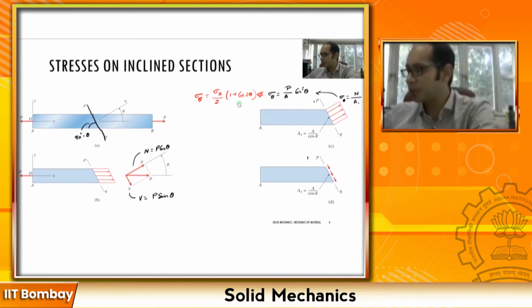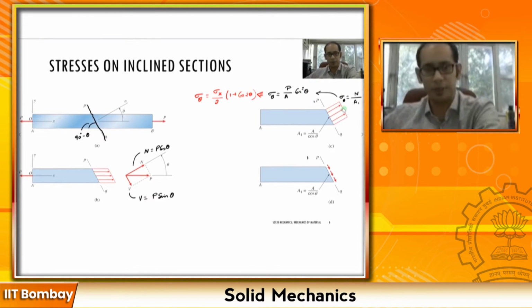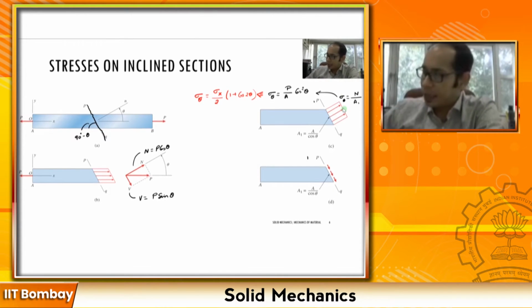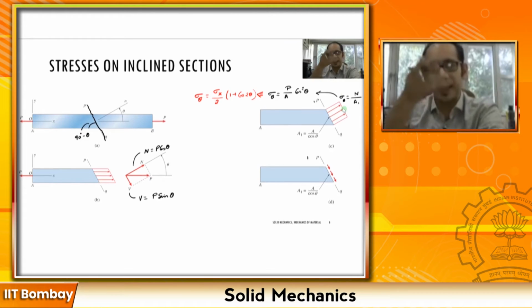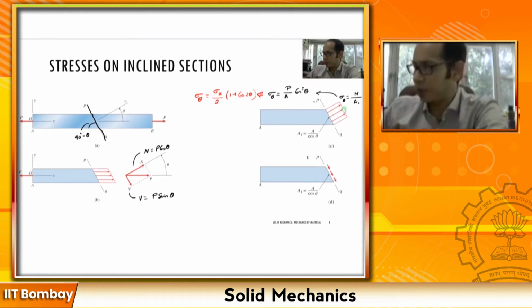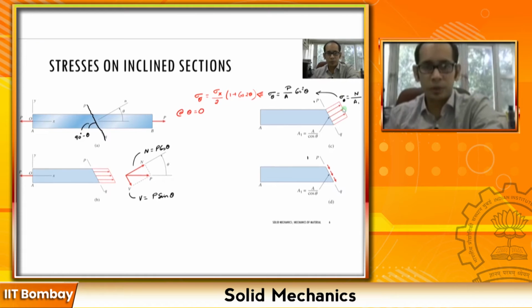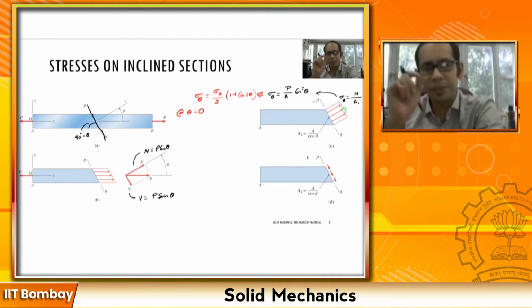Now let's look at this particular formula which we just derived for sigma theta. Remember, sigma theta is the stress which is acting normal to this inclined cross section, right? Now we are going to vary the angle and check, and let's take one particular angle, theta equals to 0. So at theta equals to 0, what becomes of sigma theta? Sigma theta reaches its maximum value.